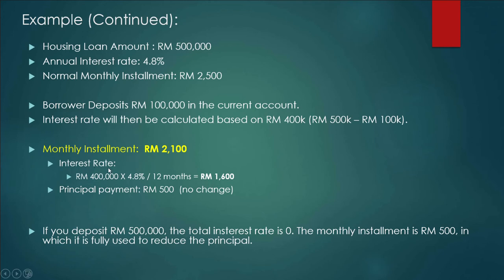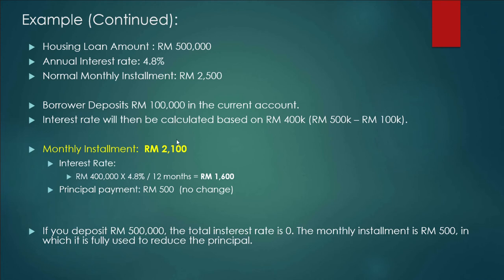So the interest, instead of 500,000 times 4.8%, will be 400,000 times 4.8% divided by 12 months. So now your interest is only 1,600 ringgit instead of 2,000 ringgit previously. Your principal payment amount is still the same at 500 ringgit. You add 500 ringgit to 1,600, and your monthly installment has been reduced to 2,100 from previously 2,500, just because you have 100,000 ringgit inside the current account.